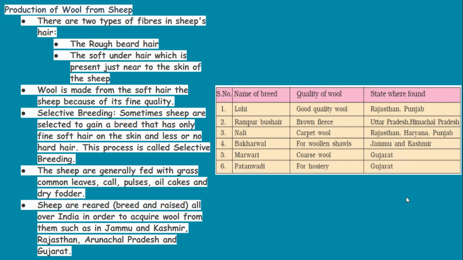The sheep are generally fed with grass, leaves, pulses, oil cakes, and dry fodder. Sheep are reared all over India in order to acquire wool from them, such as in Jammu and Kashmir, Rajasthan, Arunachal Pradesh, and Gujarat.